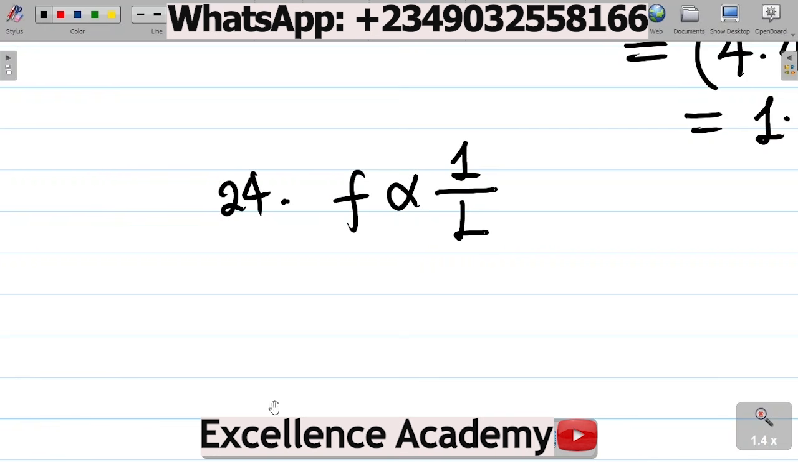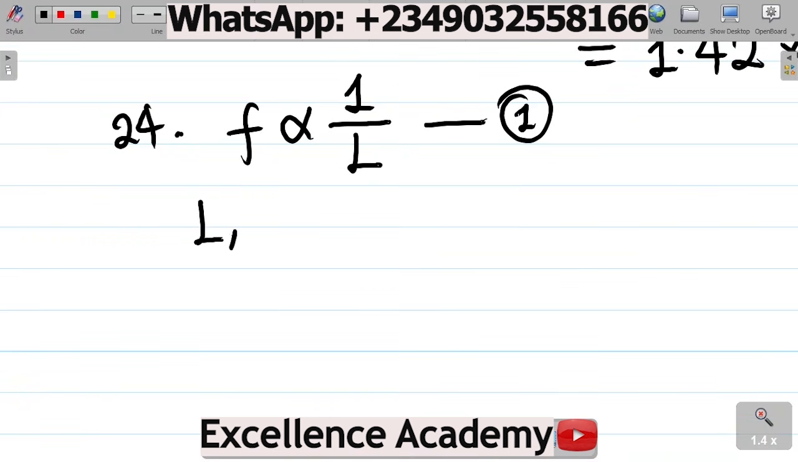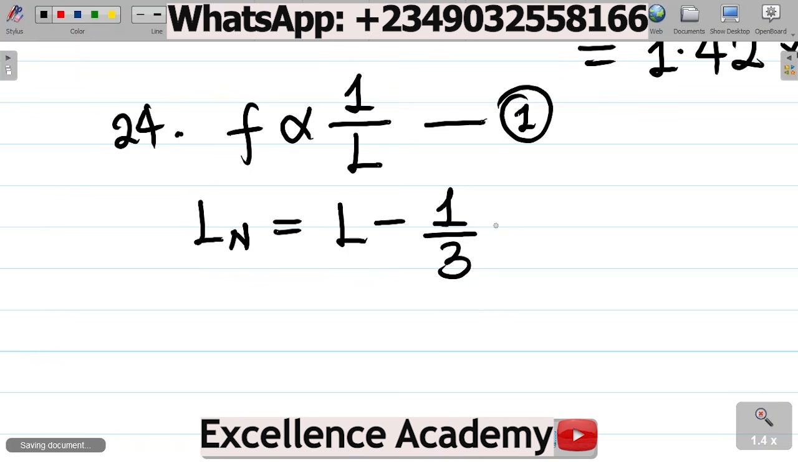Let's have this as equation one. Now, if they said that the length is reduced by 1/3, let's have a new length, let's call it length n. That's the new length. If you reduce it by 1/3, what do we have? The new length becomes L minus, when you're reducing, you're subtracting, 1/3 of L, right? So the new length becomes the original length L, minus 1/3 of the length. This becomes L minus 1/3 times L.